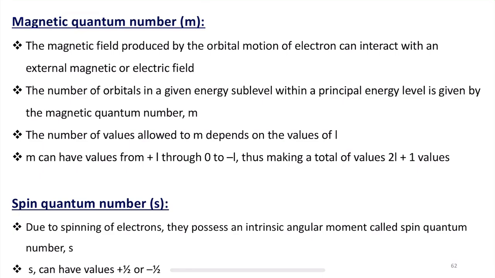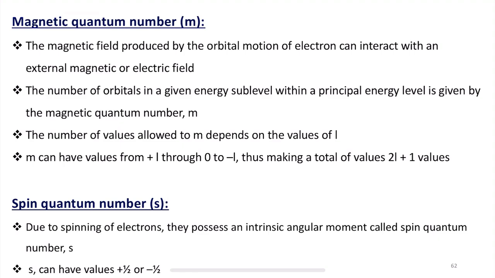The magnetic quantum number helps us find the number of orbitals in a given energy sublevel within a principal energy level, and it is denoted by small letter m. The number of values allowed to m depends on the value of l. m can have values from plus l through 0 to minus l, thus making a total of 2l plus 1 values.